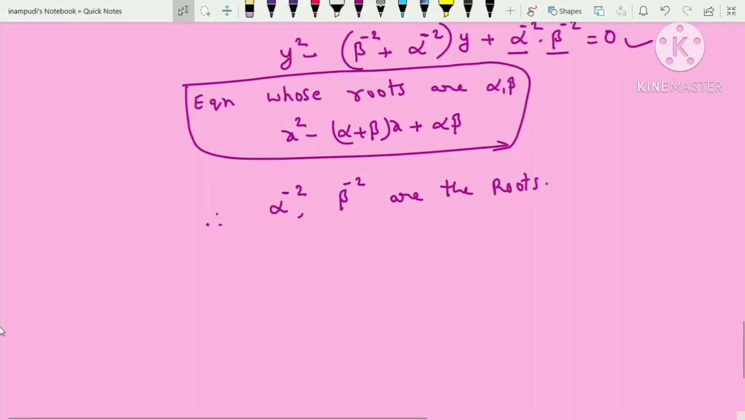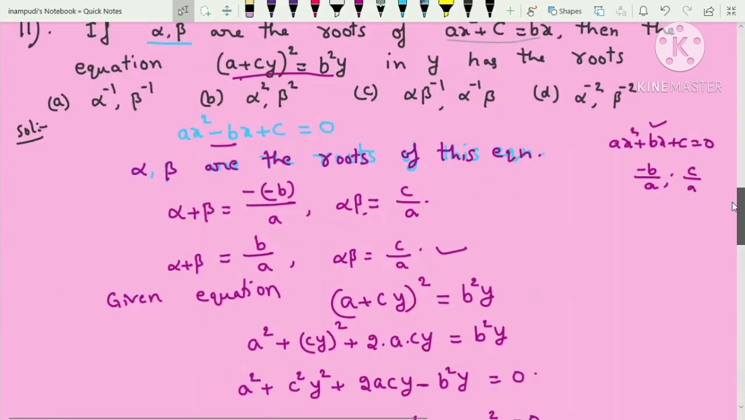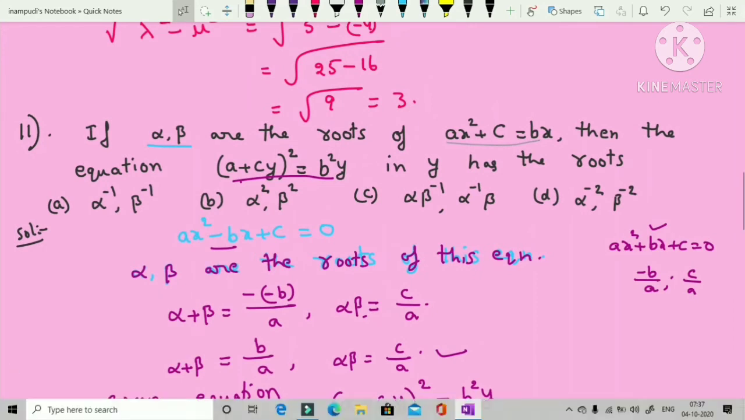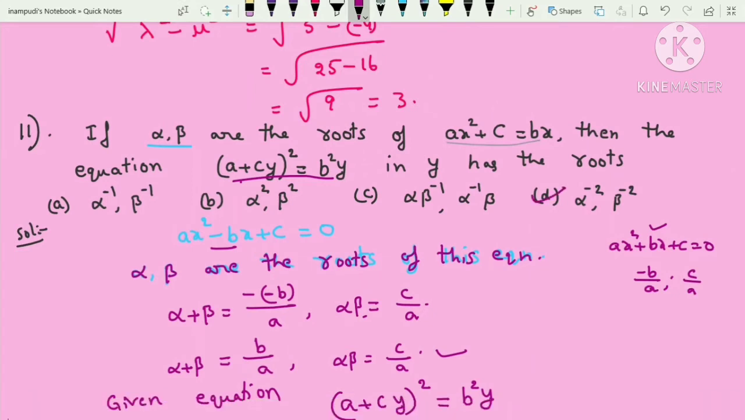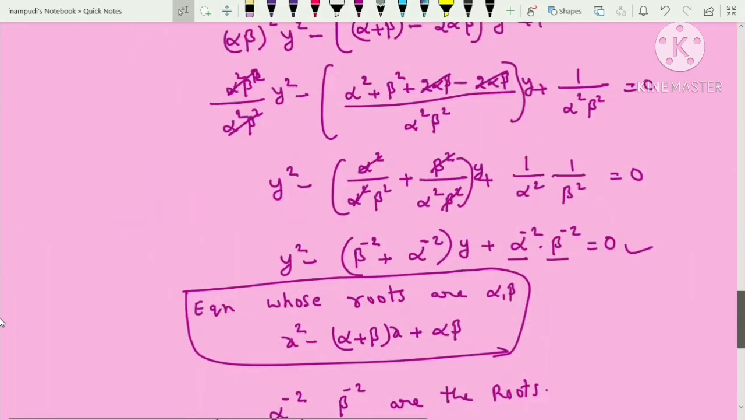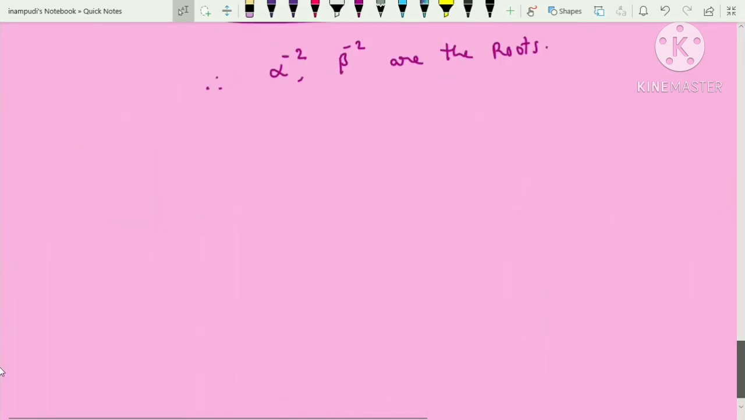We go to the options. Alpha^−2, beta^−2, here D is the correct answer. Next we go to the 12th question.